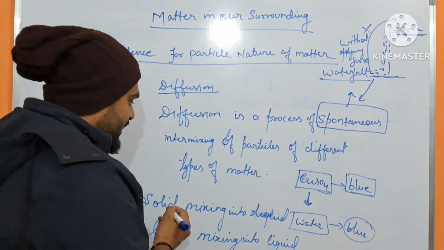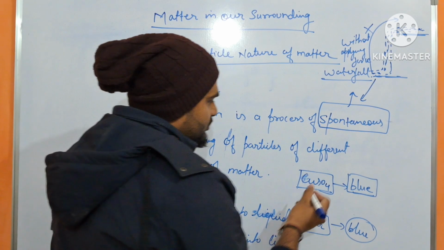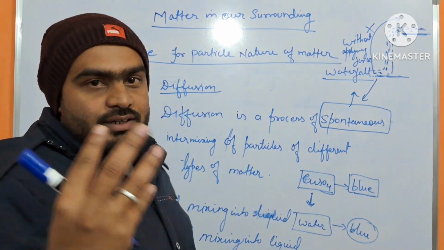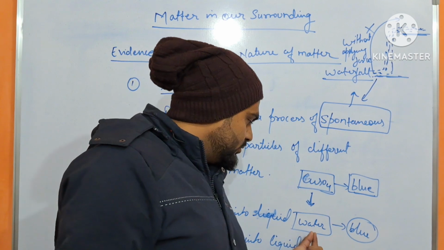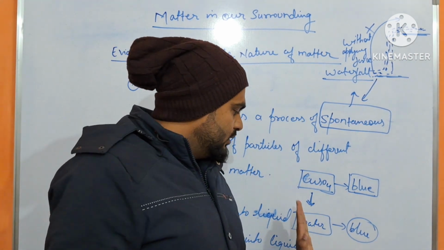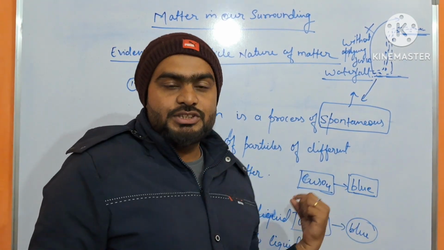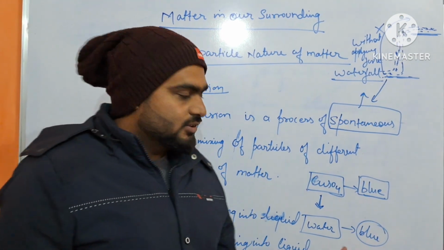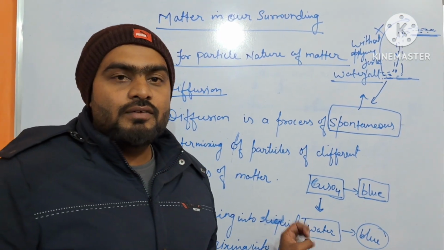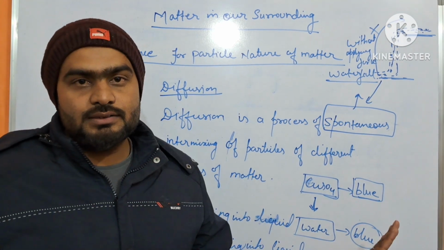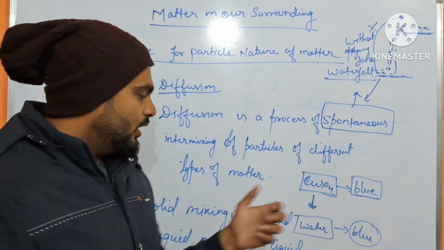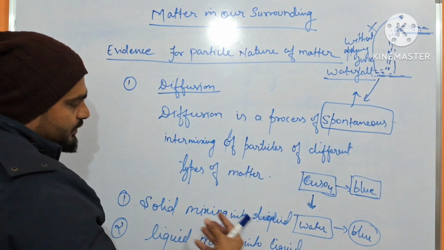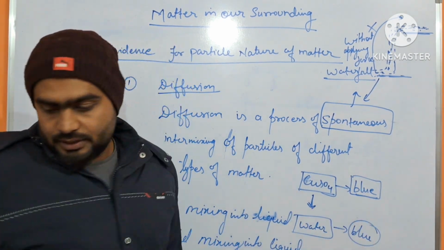So here we have seen solid mixing into the liquid, here copper sulfate, which is a blue colored crystalline solid, mixing into the water, and the water color has changed from colorless to blue. So this is an example of diffusion of solid into liquid. Now, like solid which is diffused into the liquid, liquid is also diffused into the liquid.